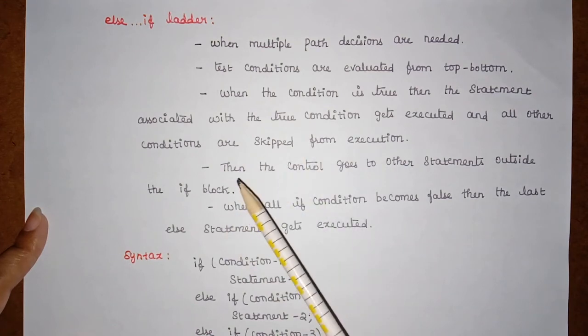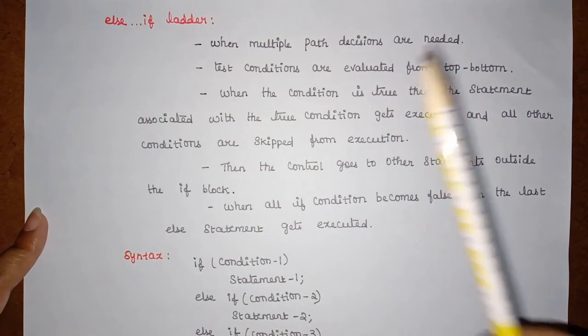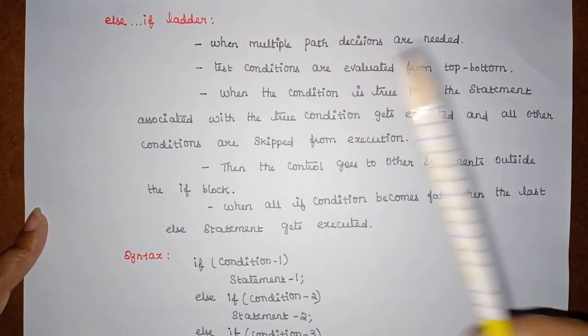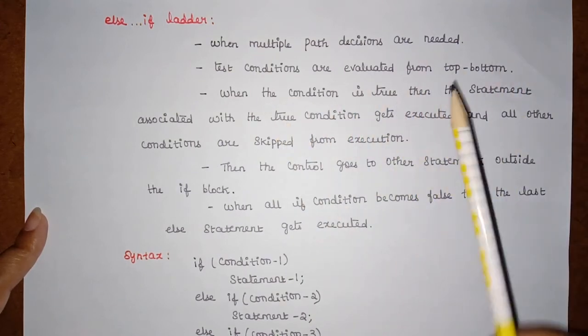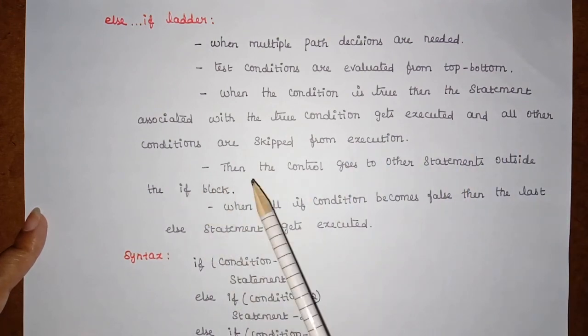Here the control goes to other statements outside the if block. Once the condition is true and the statements associated with the true condition get executed, at last the control will move to the statements that are present outside the if block.